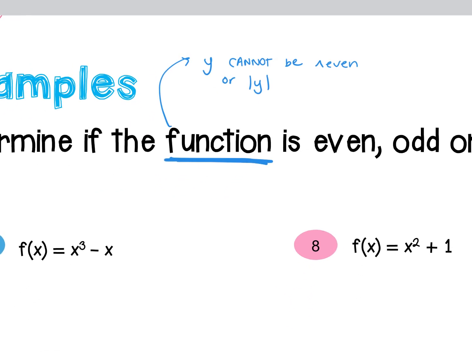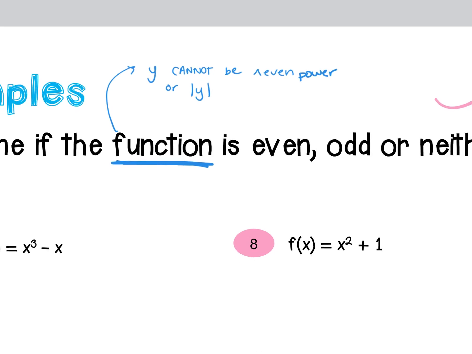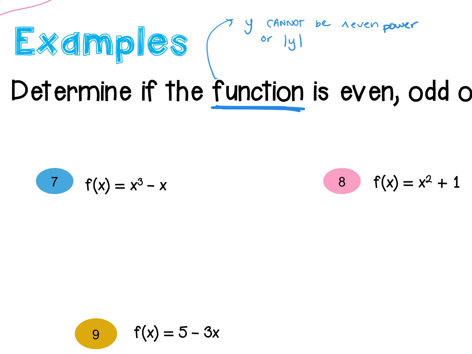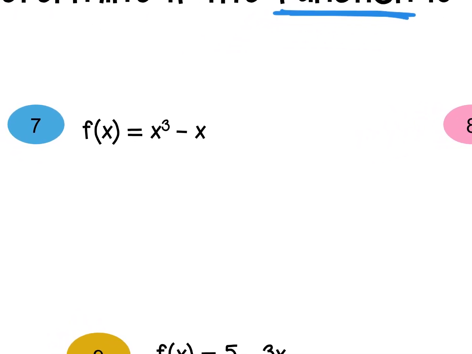So it can't be raised to an even power, and it can't be an absolute value. So that's the first thing you want to look for. Are either of those happening with number 7? No. So I know it's a function. Now I'm going to test. I'm going to take x and I'm going to replace it with a -x. So I'd get -x to the third minus a -x.